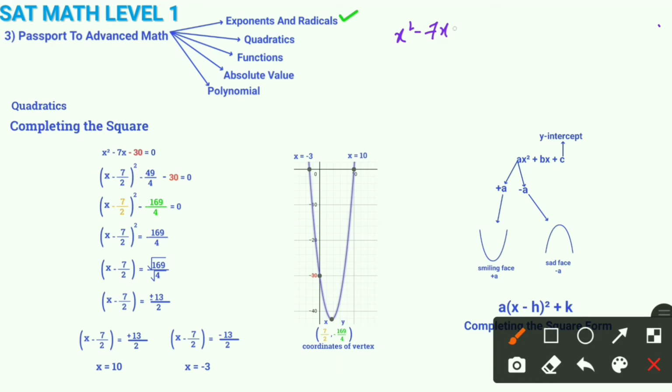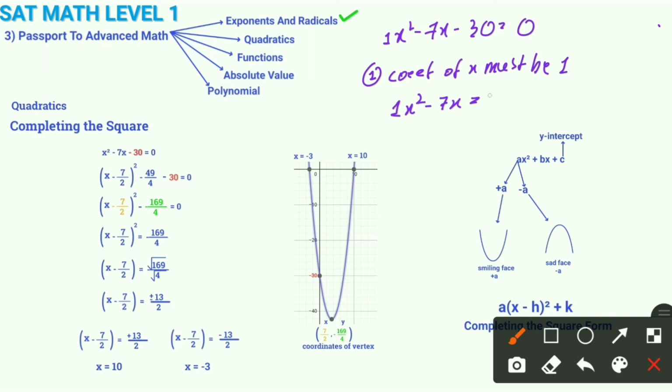Let's say that I have x squared minus 7x minus 30 is equal to 0. Alright. So one thing for sure, you need to understand that the coefficient of x squared must be 1. Okay. Since there is 1, so it's good. If, let's suppose, the coefficient was 2, 3 or 5, then we would be forced to take a common to make it 1. So the coefficient is 1.